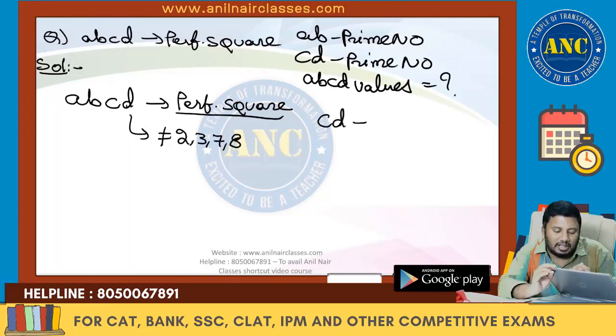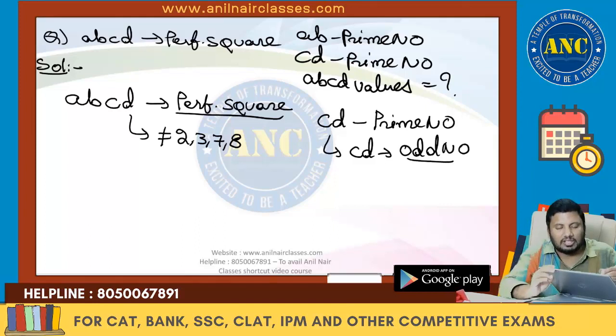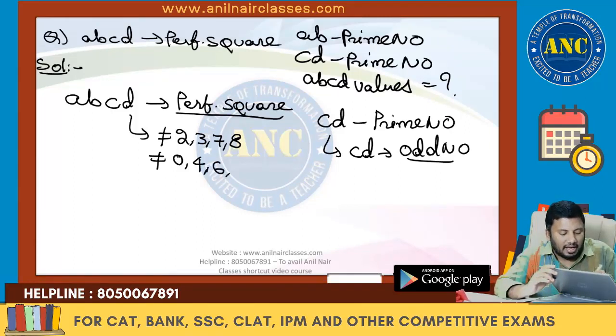It is said that CD is a 2-digit prime number. If CD is a 2-digit prime number, CD has to be an odd number, because any prime number other than 2 is odd. So D cannot take 0, 4 or 6, and 5 also it cannot take.